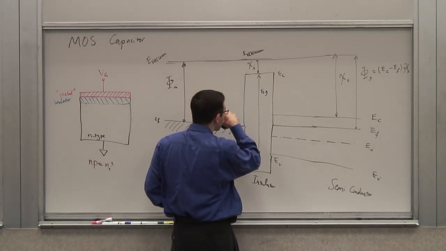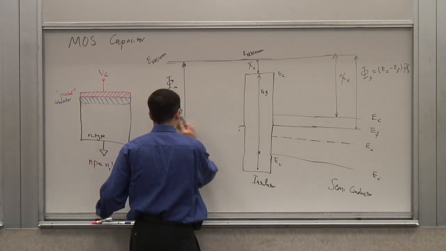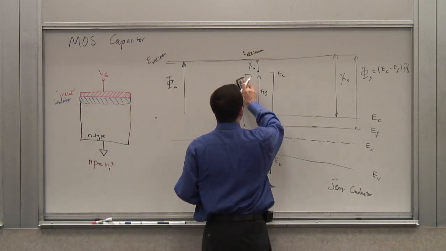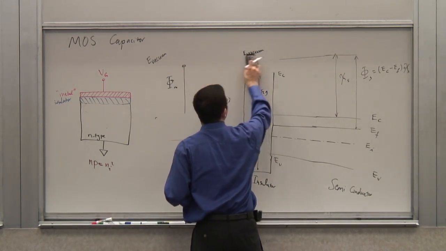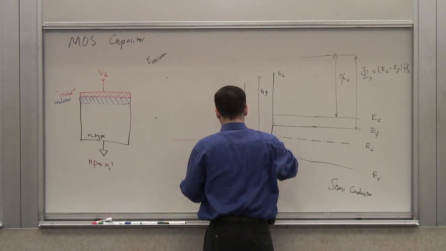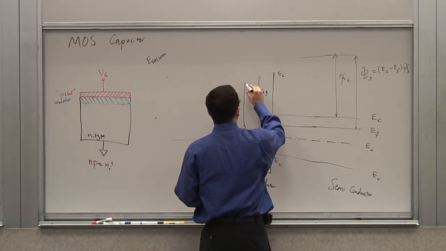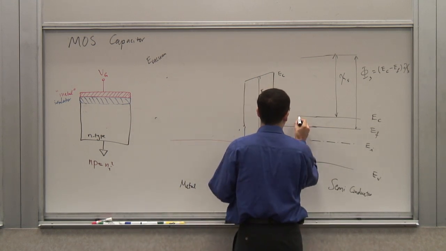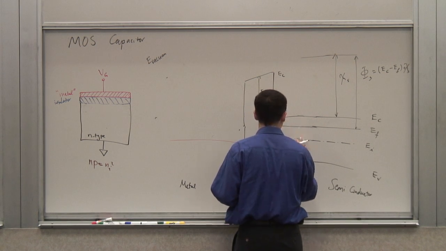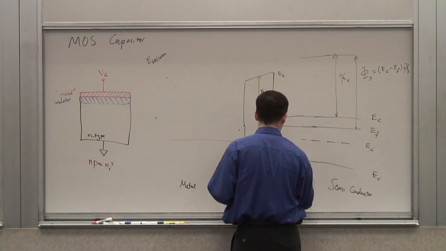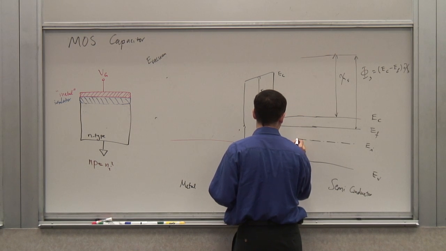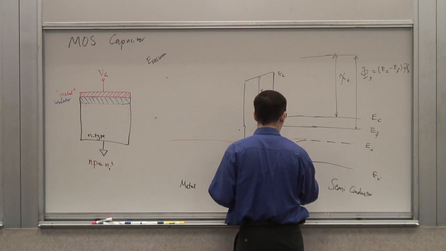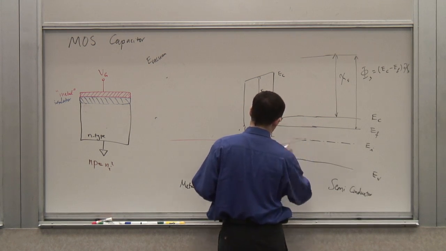So what happens is this. We pull down here by this much. So this starts bending. Now, part of my potential drop falls across the insulator, and another part of it has to fall across the semiconductor. So I start like this, and EF is also bent. I'm sorry, Ei is bent. Would EF bend?